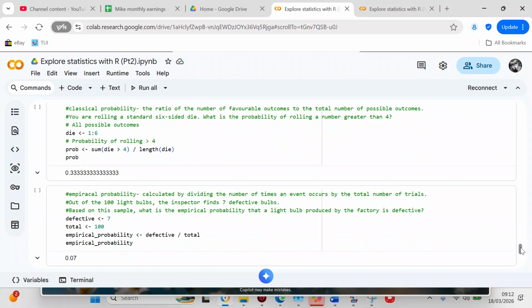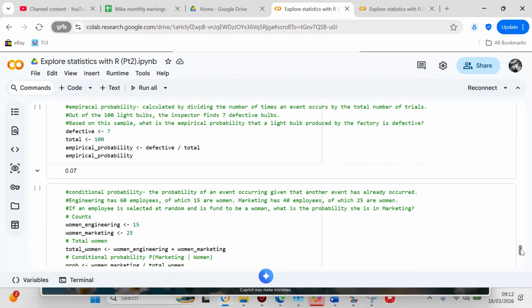So now we're going to discuss empirical probability. Empirical probability is another type of probability, and it's calculated by dividing the number of times an event occurs by the total number of trials. So you have a question: out of 100 light bulbs, the inspector finds 7 defective bulbs. Based on this sample, what is the probability that a light bulb produced by the factory is defective? So 7 divided by 100 is 7%.